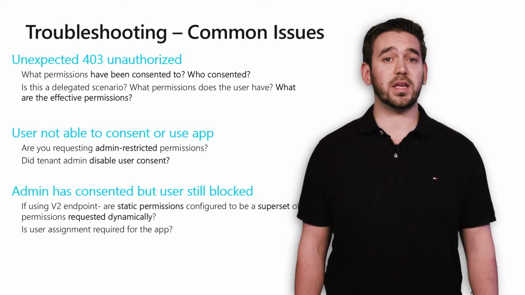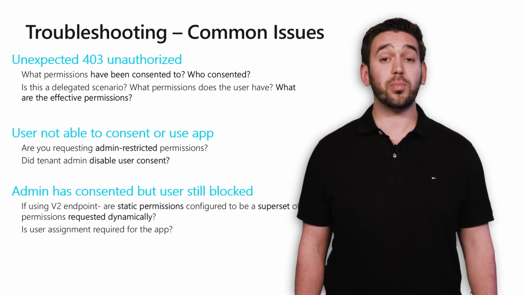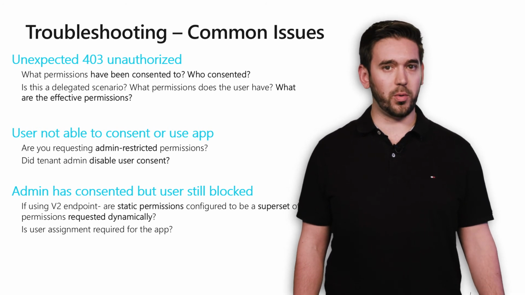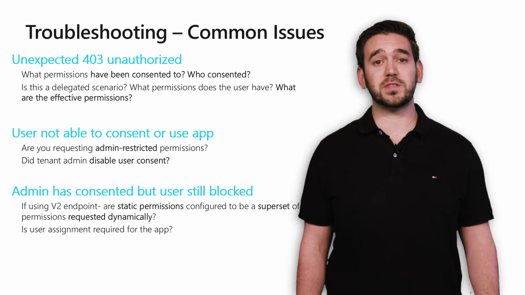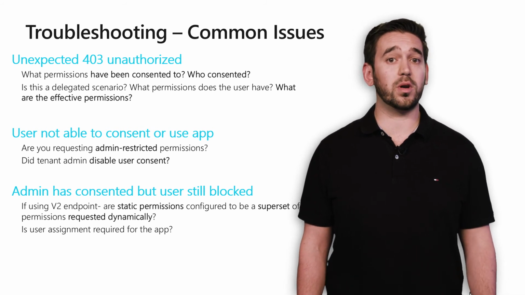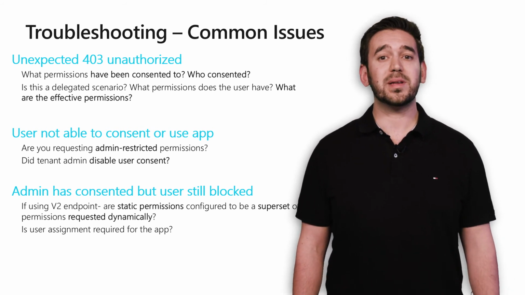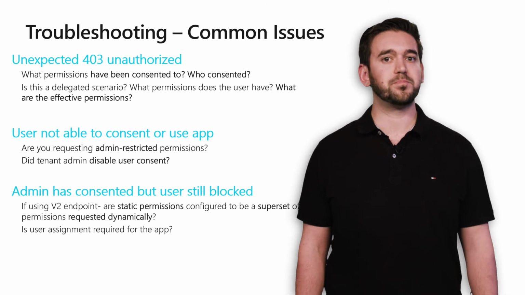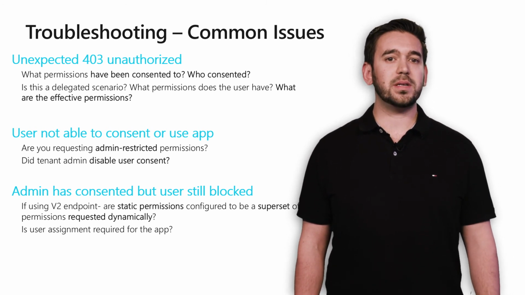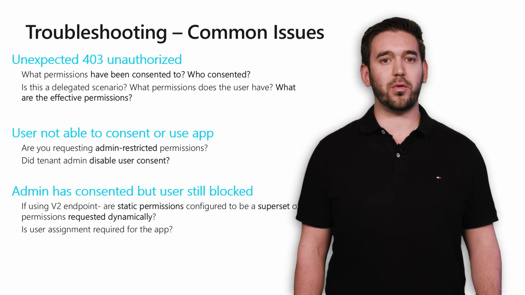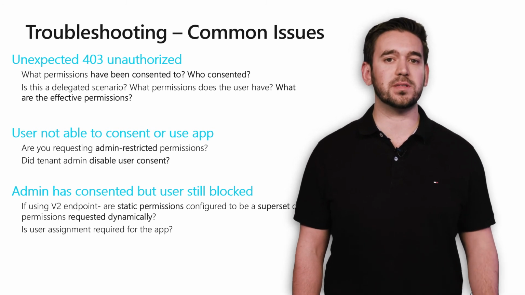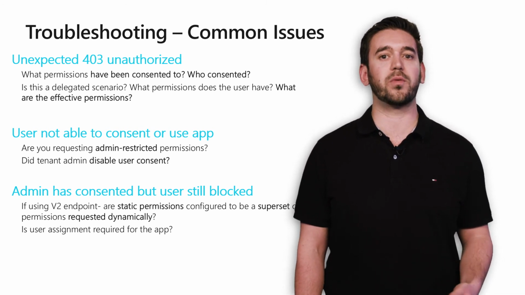One more issue we see on occasion is the scenario where an admin has consented to the app, but end users are still blocked from using it. One common cause here is when a developer is using the V2 endpoint and has configured a very small number of static permissions, or just left the default one of user.read selected in the portal, but is asking for a larger or completely different set of permissions dynamically, or in their code. In this case, an admin does consent to the app on behalf of all their users in the organization successfully, but they're consenting to a different set of permissions than the app is actually asking end users for at runtime.